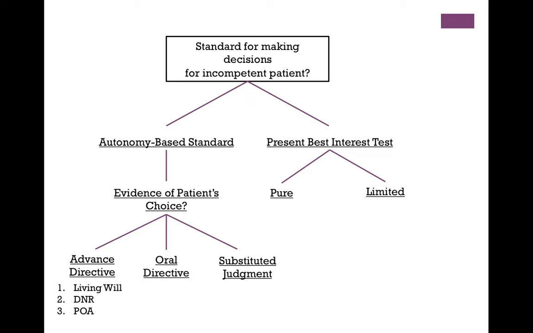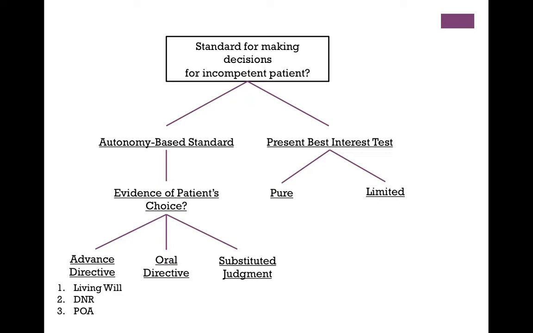We have what is known as an advance directive, which is just a written document of some sort, and this would specify what they want. In the absence of any advance directive, then we appeal to oral directives, which are basically statements that the person has made while they were competent as to what they would want. And then finally we have substituted judgment, which is where someone who has an intimate knowledge of the person tries to reconstruct what that person would want based on their understanding of them.